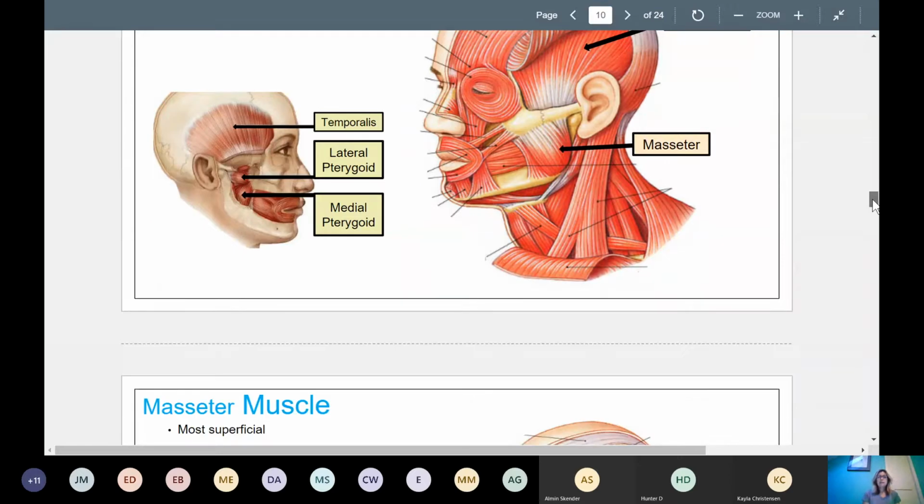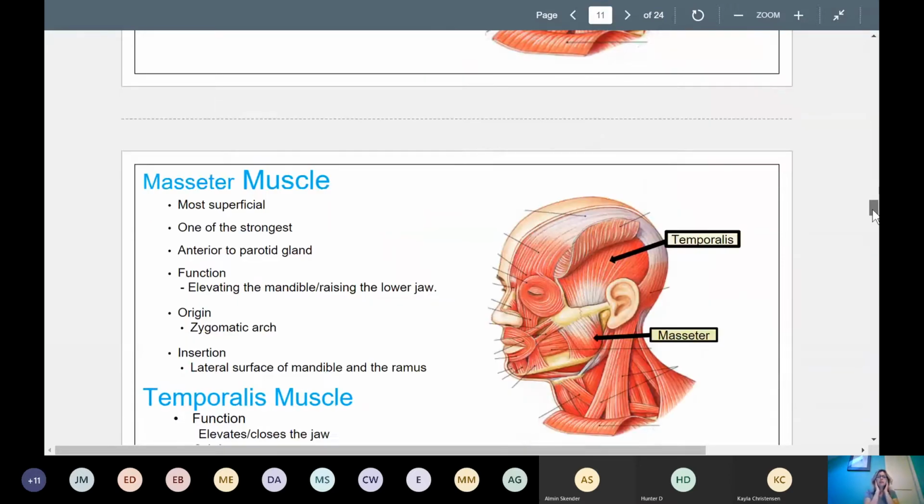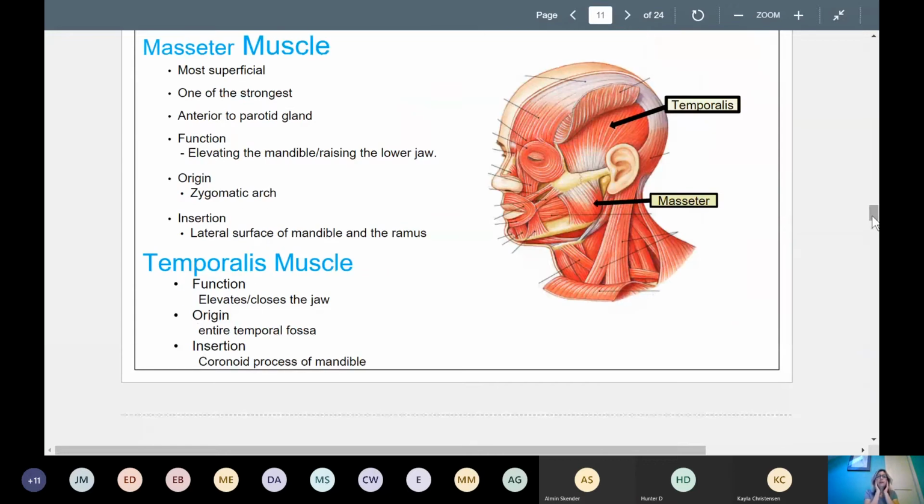So your masseter muscle, it's the most superficial, meaning it's closest to the surface of the skin. It's one of the strongest muscles, and it's anterior to or in front of the parotid gland. So if you look at this picture on slide 11, you can see right here, this little yellow thing, that's your parotid gland. That's one of your salivary glands. It's the one that opens up in the parotid papilla in your mouth. And we talked about the parotid papilla when we did your surface anatomy. Your parotid papilla is just inside your upper second molar.